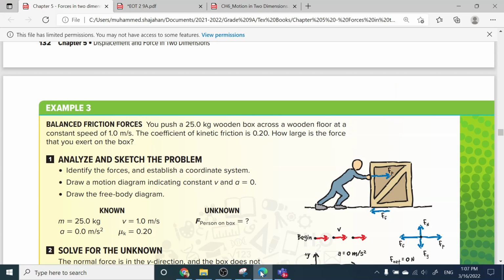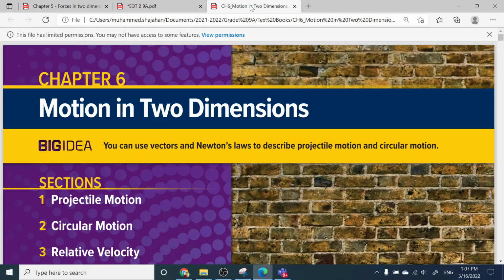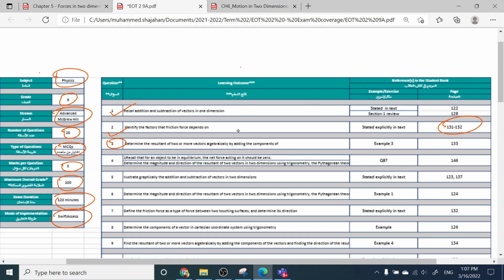Now we will go to the next question. Now we have discussed question number 3 also, that is example 3 on page number 133, done with that.